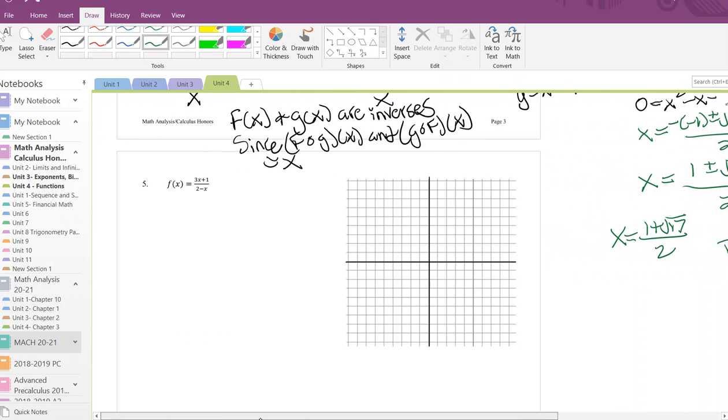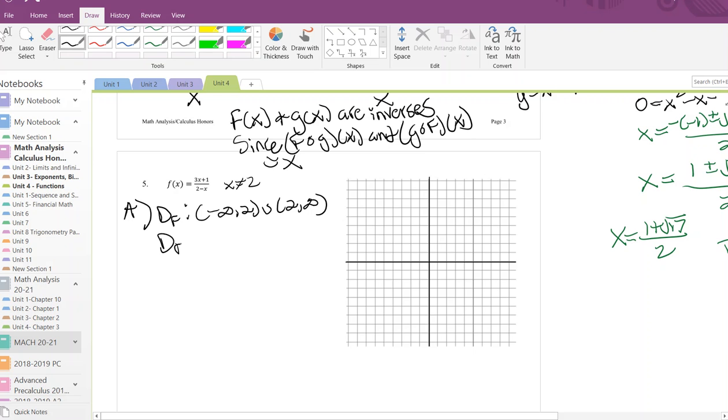All right, so last one, number 5. Part A, we want to find the domain of f of x. So domain of f is, well, we know for a fraction, the denominator can't equal 0. So it's going to be -infinity to 2, union 2 to infinity.